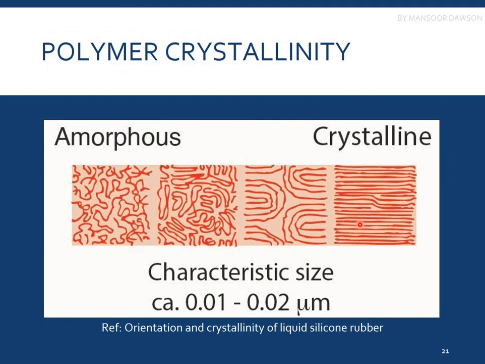So now we have polymer crystallinity. Basically, a polymer has the characteristics of both a crystalline solid and an amorphous solid. Here you can see that this polymer is basically around 99 to 100% crystalline, and then the crystallinity decreases on the left, and the polymer becomes very randomly oriented, and it is called amorphous.